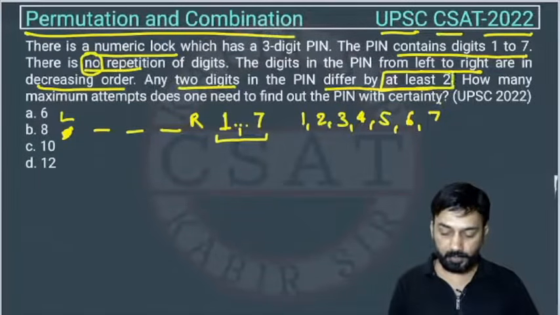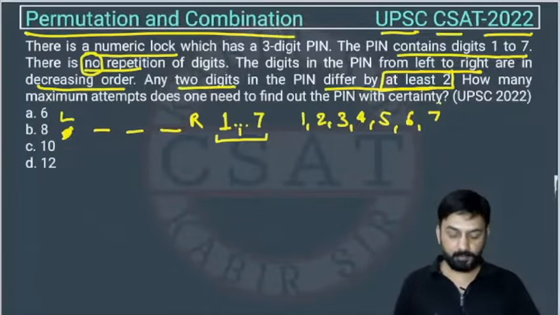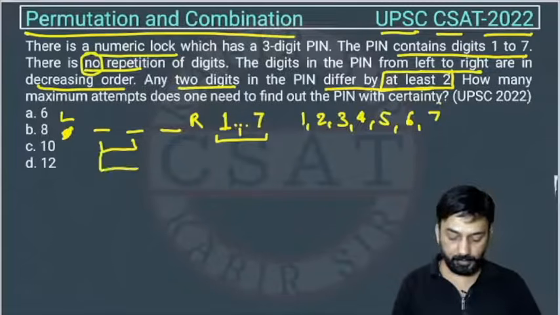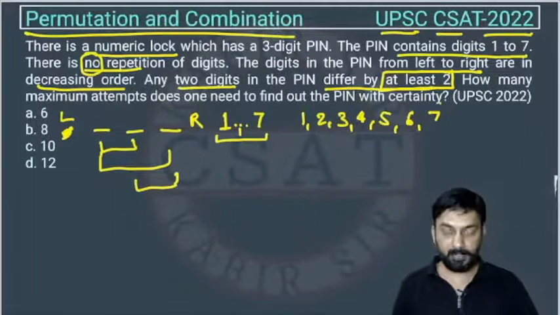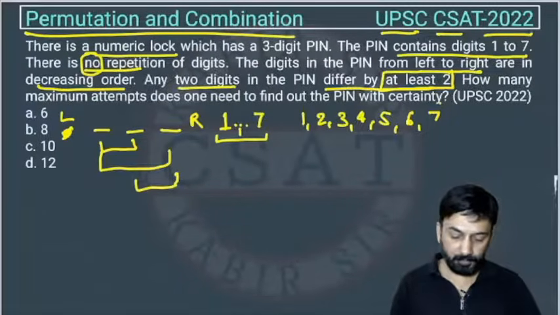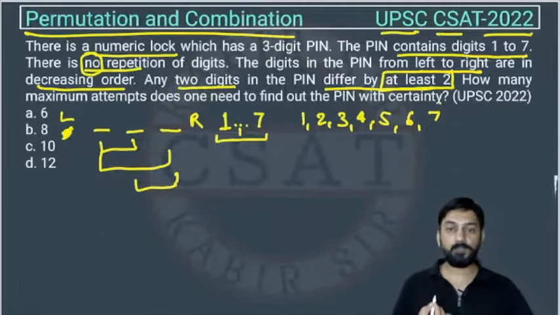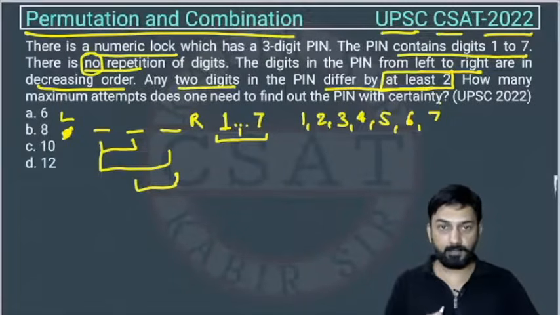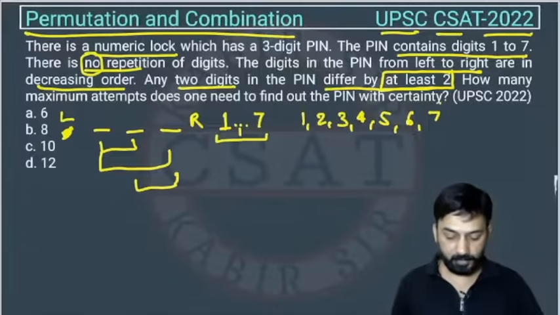Now one more condition: any two digits, this could be like this or this or this, they differ by at least 2. The difference can be more than 2, right? So how many maximum attempts does one need to find out the pin with certainty? If somebody wants to open this lock, how many attempts, or you can say how many passwords can be generated?